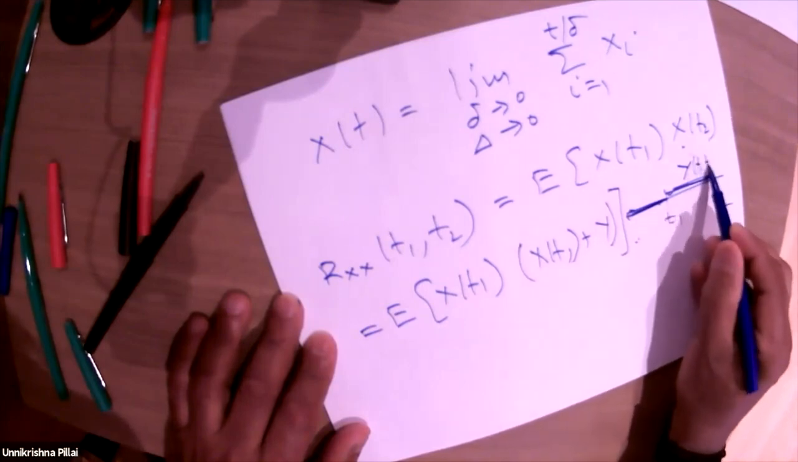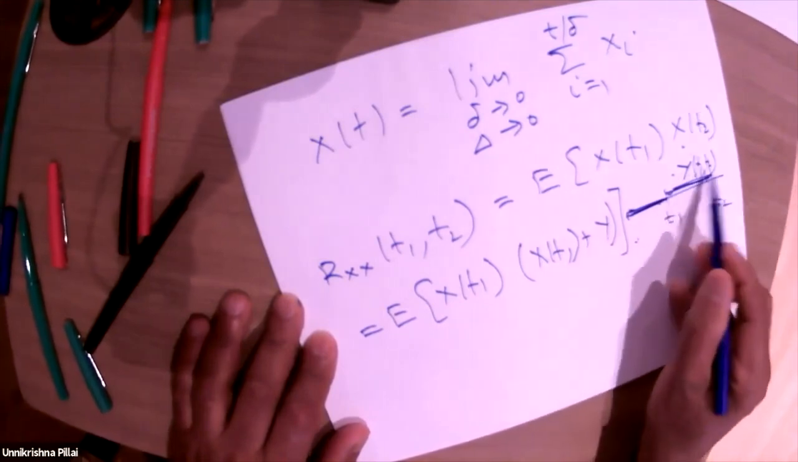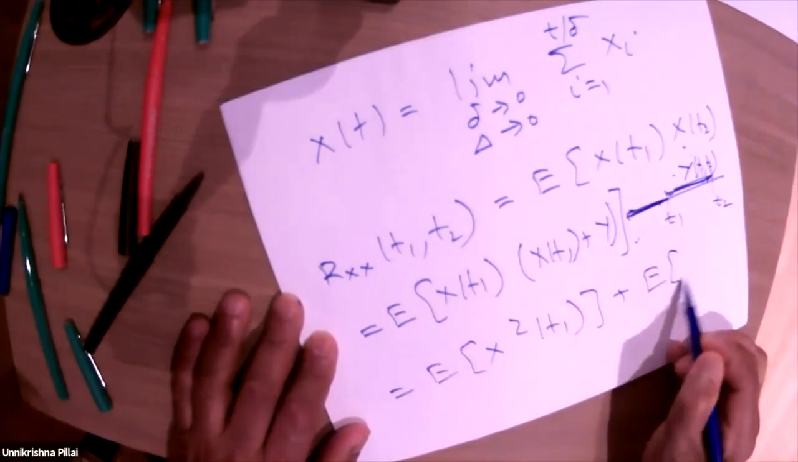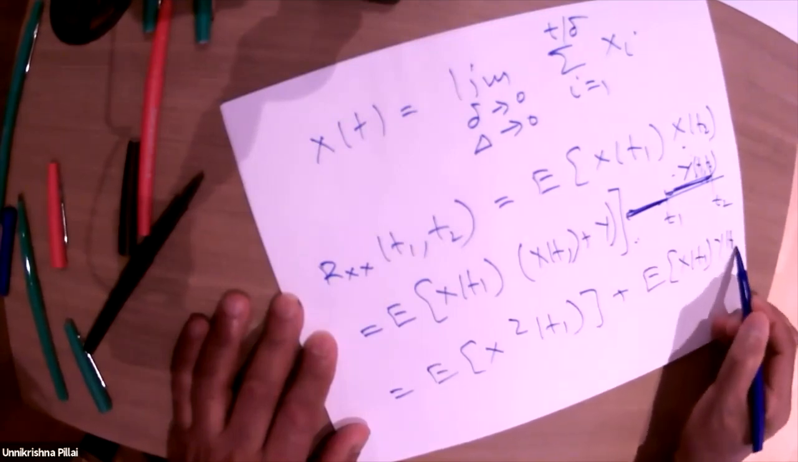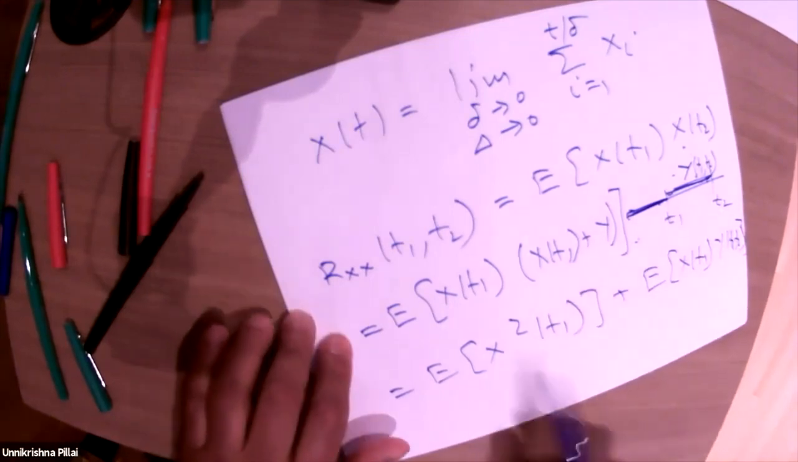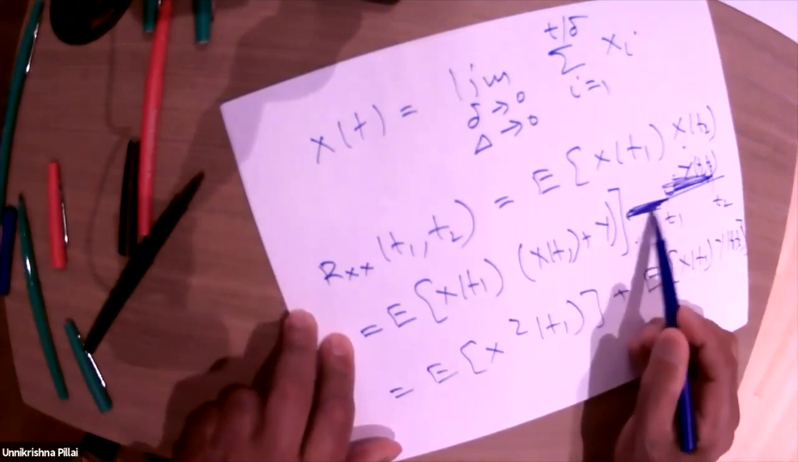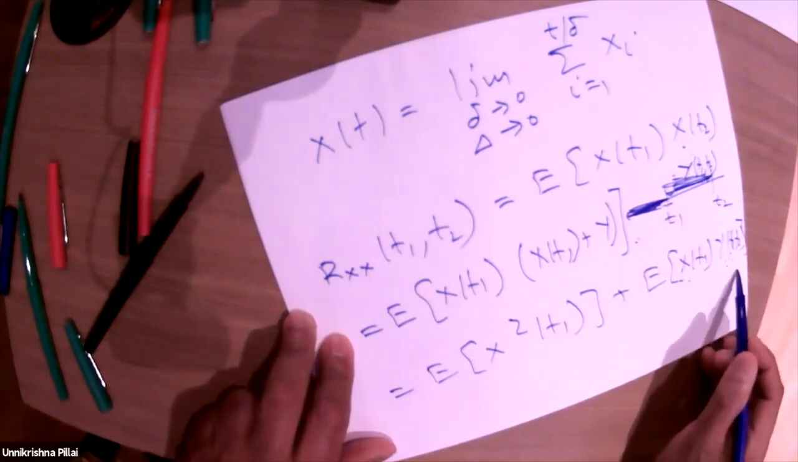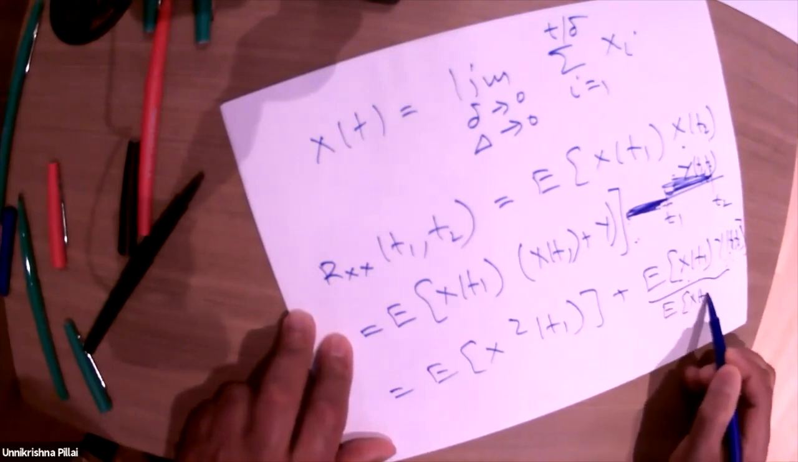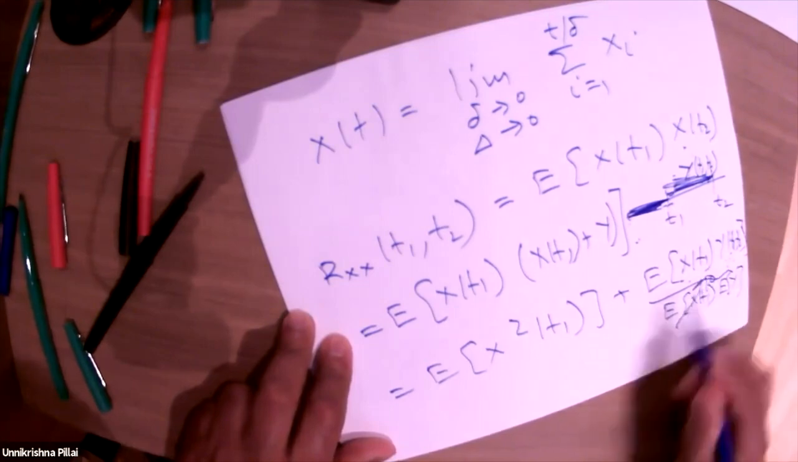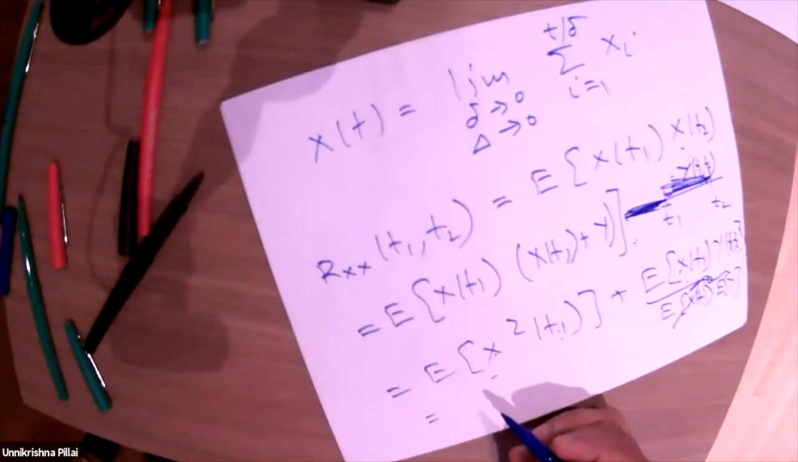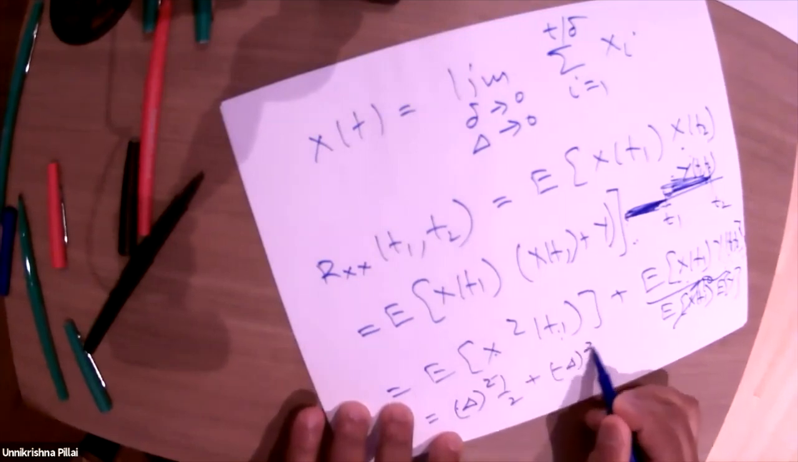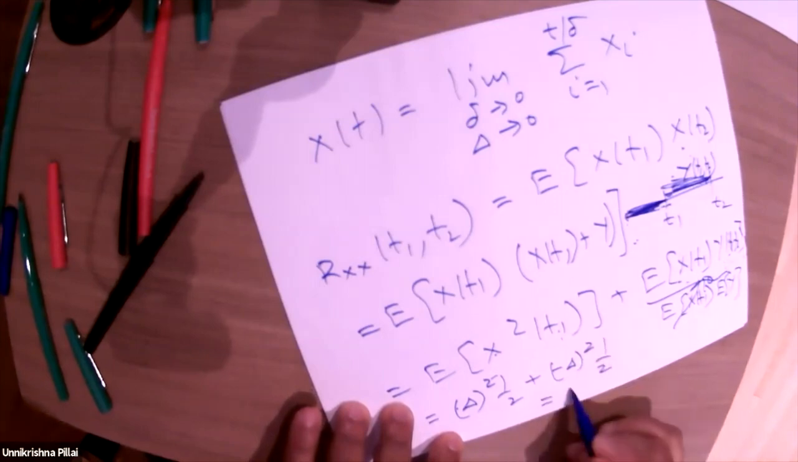Y is the number of events in the process from T1 to T2. So when I take the product, this is the expected value of X squared of T1 plus the expected value of X(T1) multiplied by Y(T1, T2). Remember, these are independent Bernoulli, each of them. The independent Bernoulli happening here has nothing to do with this. They're all independent. So the expected value of the product is the product of the expected values, but the expected value of X of t1 is zero, and Y is zero also. So this is zero. Let's do this. The step size is delta, so delta squared multiplied by half, plus minus delta squared multiplied by half. So that's going to be simply delta squared, right?